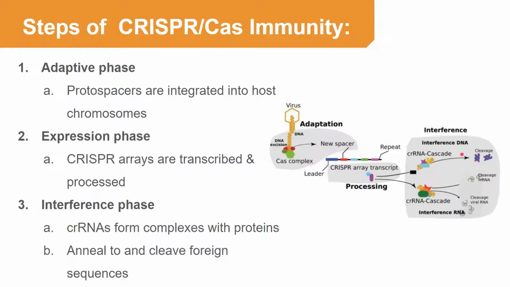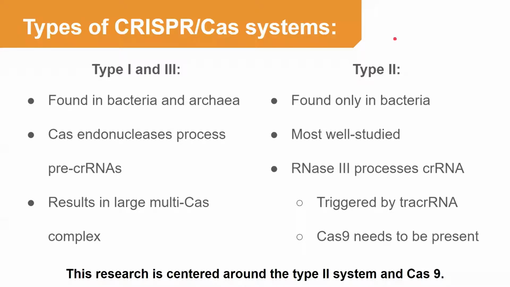So there are different systems of CRISPR and Cas, and these are the types of systems. There are type 1 and 3 alongside type 2. Type 1 and 3 can be grouped together. They're both found in bacteria and archaea. They both use Cas endonucleases to process the pre-CrRNAs. And they also utilize multi-Cas complexes.